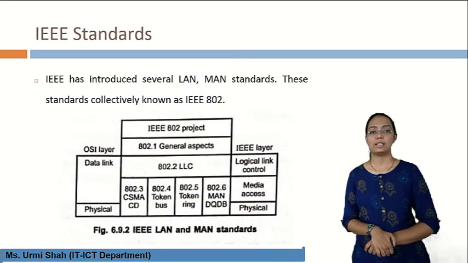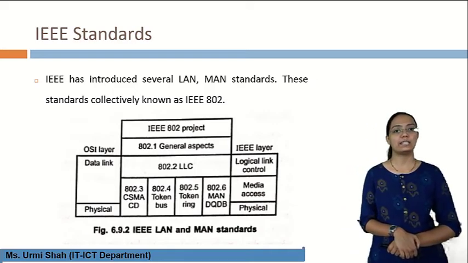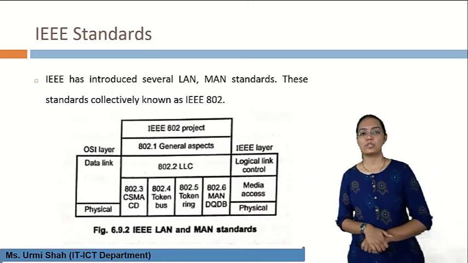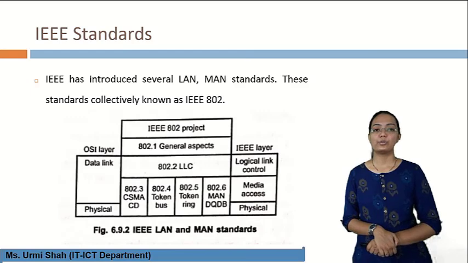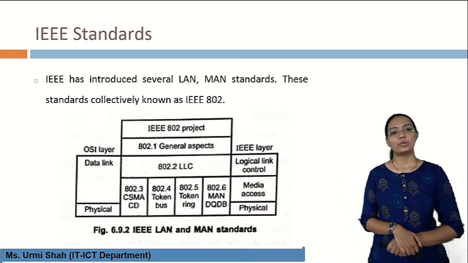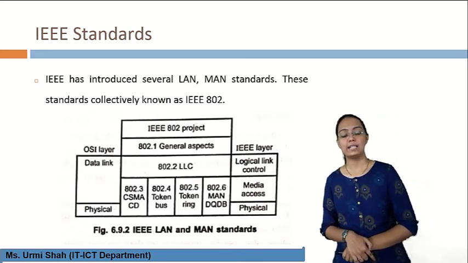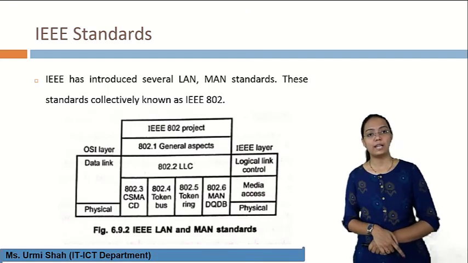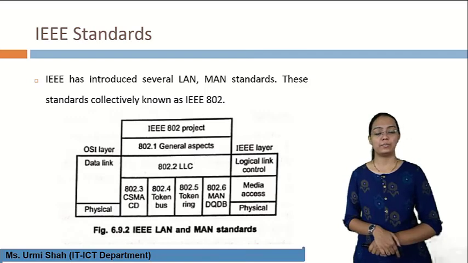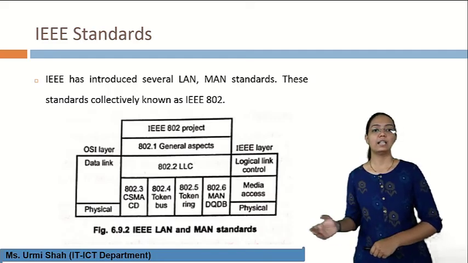Now IEEE standards include various standards, that is LAN and MAN standards. The collective standard for IEEE which is widely used is IEEE 802. In the IEEE 802 project, there are certain aspects: 802.1 includes general aspects, 802.2 includes LLC, 802.3 includes CSMA/CD, that is nothing but the multiple access technique. 802.4 includes token bus, 802.5 includes token ring, 802.6 includes MAN DQDB, and finally in the IEEE layer we have logical link control, media access and physical access.